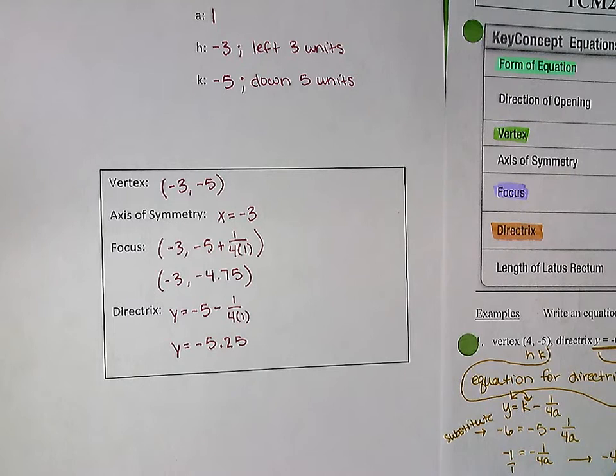So y will be equal to -5.25. It's the same process as yesterday, except first you have to find that standard form.